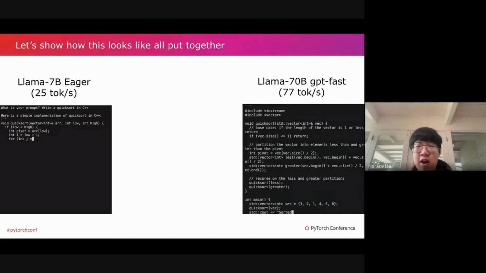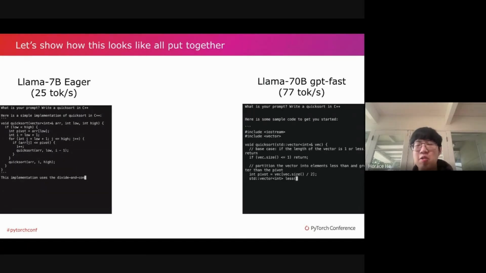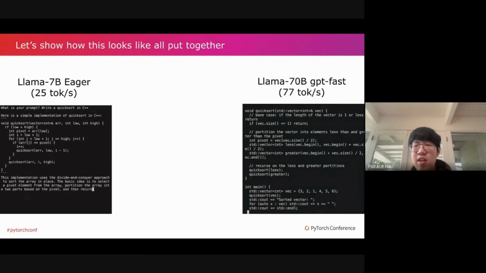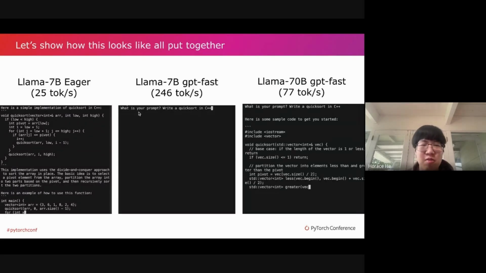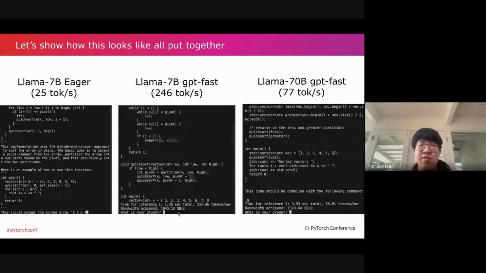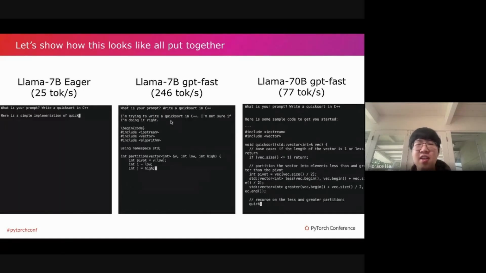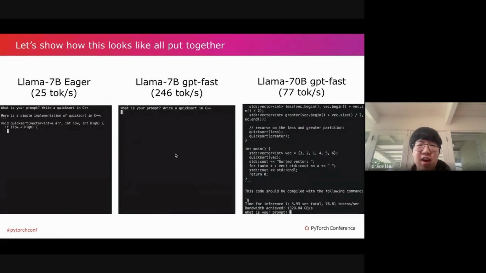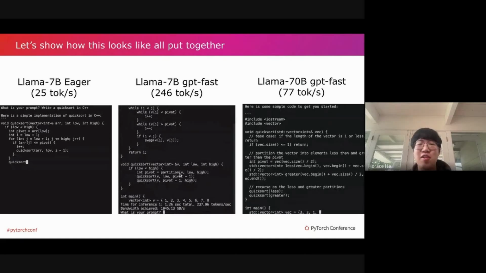So in this case, we're actually able to run Llama 70B at 77 tokens per second when using 8 GPUs. And if you go back to an equivalent model to the initial one and apply GPT-Fast optimization on top of this, we're able to get around 246 tokens per second. You can see that this is extremely fast inference. It's not quite instant, but pretty close to that.